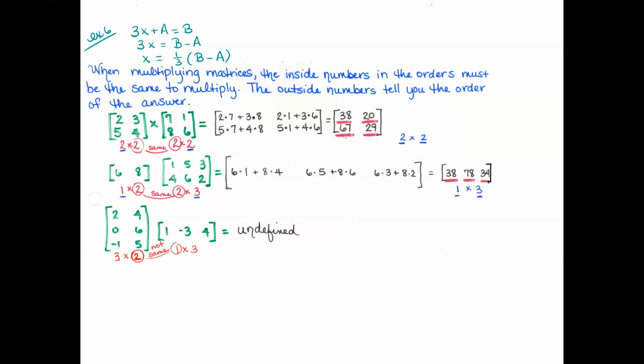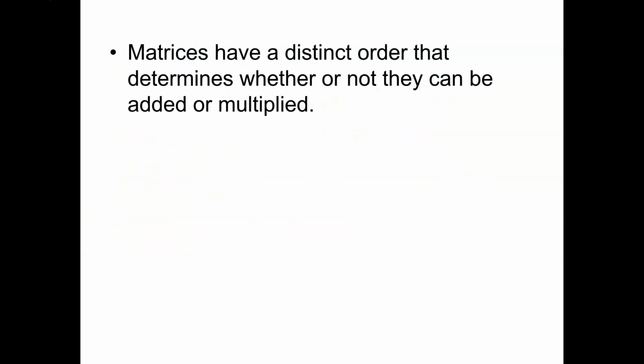And as we already mentioned for this last one down here, because the inside numbers were not the same, then we can't multiply. Okay? So as you can see, the order of matrices is really, really important. It determines whether you can add and subtract and multiply and all of that kind of stuff.